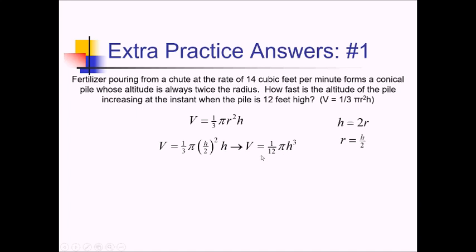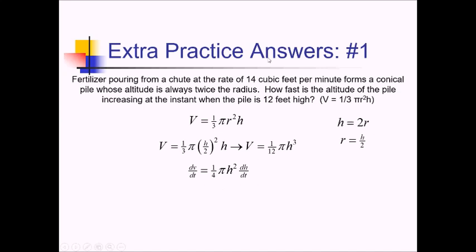So taking the derivative with respect to time for everything, derivative of volume, that's going to be dV over dt. And over on the right side, using the power rule, we've got 3 times 1/12, which is 1/4, and we have a pi, and we have an h squared. And we also have a dh over dt because we just took the derivative of h, which is itself a function of time. So now we're going to go ahead and plug some things in.